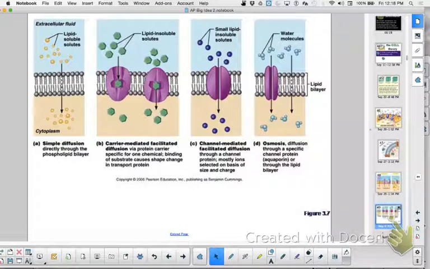And you can see here, this must be a what? You can go through the phospholipid, but here, what must this thing be right here? What would you call it if this is water? Aquaporin. Good.